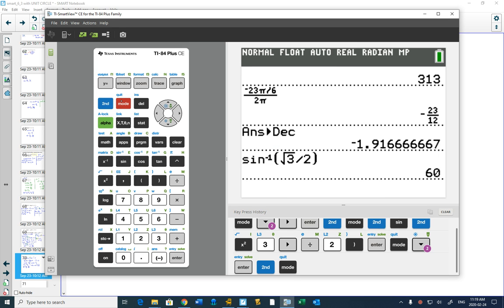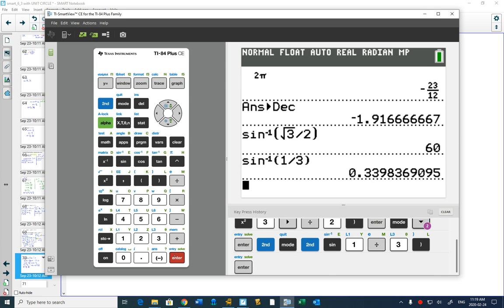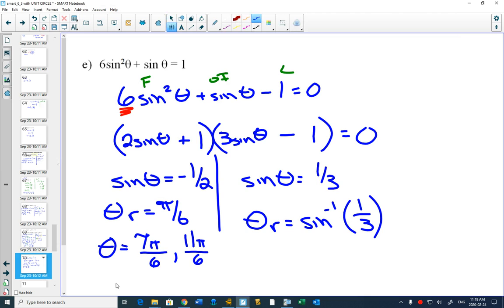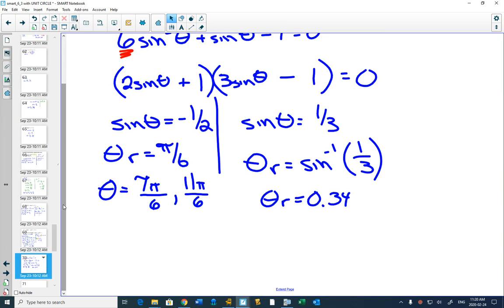So one thing that's going to happen on your exam, you're going to switch degrees to radians, radians to degrees, back and forth, back and forth. So you need to be able to do that quickly and easily. And now when I go sine inverse of 1/3, I find out my reference angle is 0.34. Sine is positive, so it will be in quadrant 1, 0.34, and in quadrant 2.